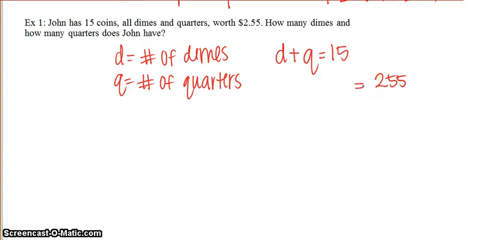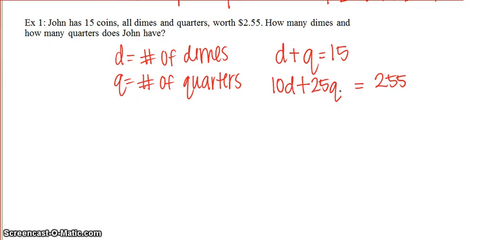How much is a dime worth? A dime is worth 10 cents, so I'm going to say 10 times the number of dimes, because if I have 5 dimes, 5 times 10 is 50, so I would have 50 cents. But I need to add, how much is a quarter worth? 25 cents times Q, because if I were to have 4 quarters, I'd have 100 cents, which is $1. So this is how I set up.